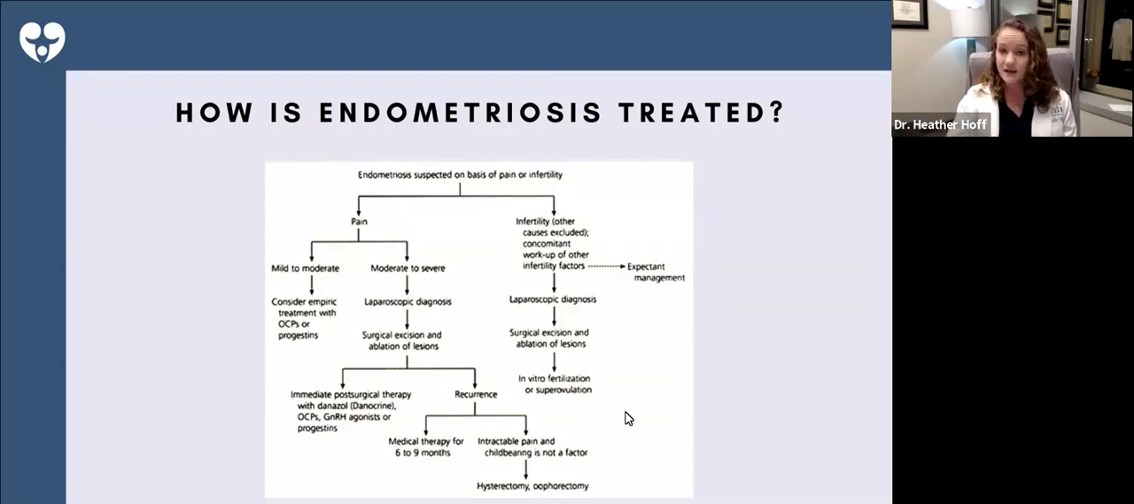If the pain does not get better at all and the woman is not interested in conceiving, then that is the time when we may consider doing a hysterectomy, potentially even oophorectomy, although that's falling out of favor. Oophorectomy is also removal of the ovaries.